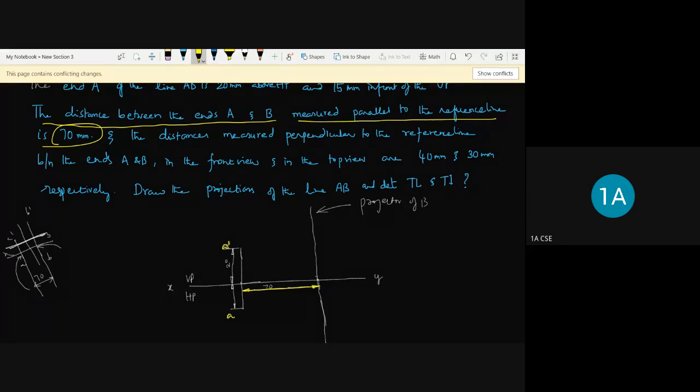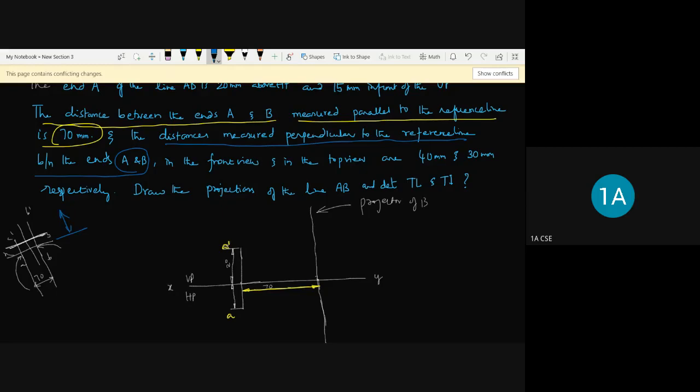True length and true inclinations he is asking to find out. True length and true inclinations also you need to find out. And one more thing, very importantly, you need to understand what this is: the distance measured perpendicular to the reference lines between the ends A and B. So perpendicular to the reference line means perpendicular to this one.